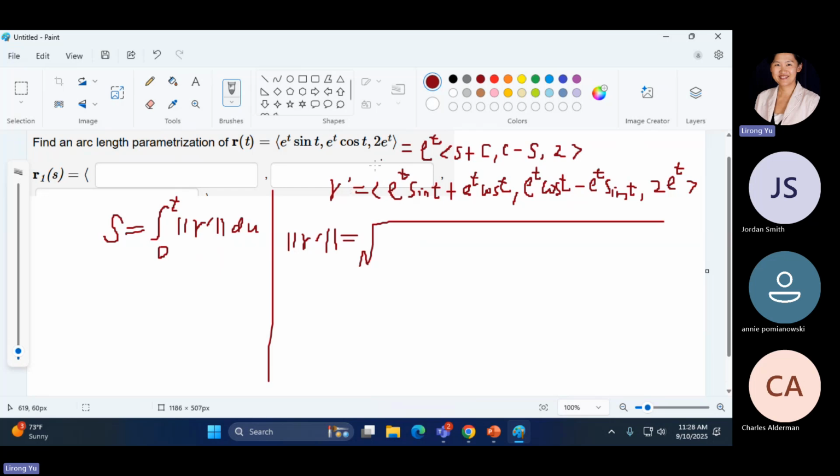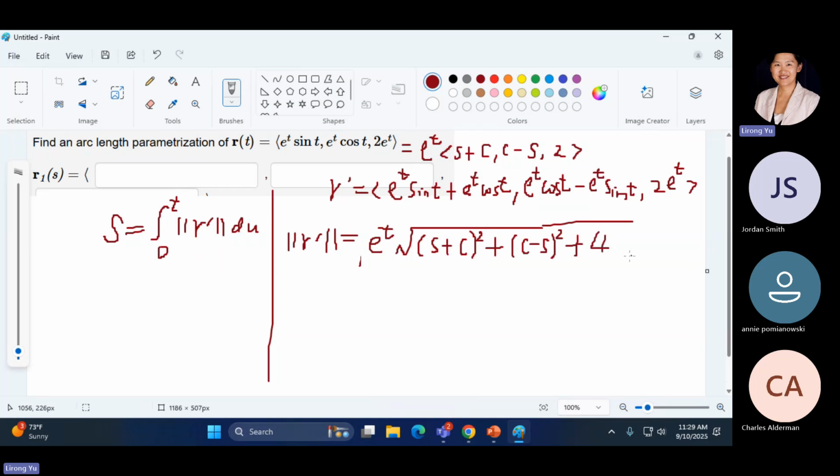So now that r prime is less long, let's try to find the magnitude. The magnitude of e to the t will still be e to the t, since t is a positive number. That's multiplied by the magnitude of the vector component. It will be sine t plus cosine t squared, that's my shorthand for sine and cosine, plus the second component, cosine minus sine squared, and then plus the 2 squared, which is 4.